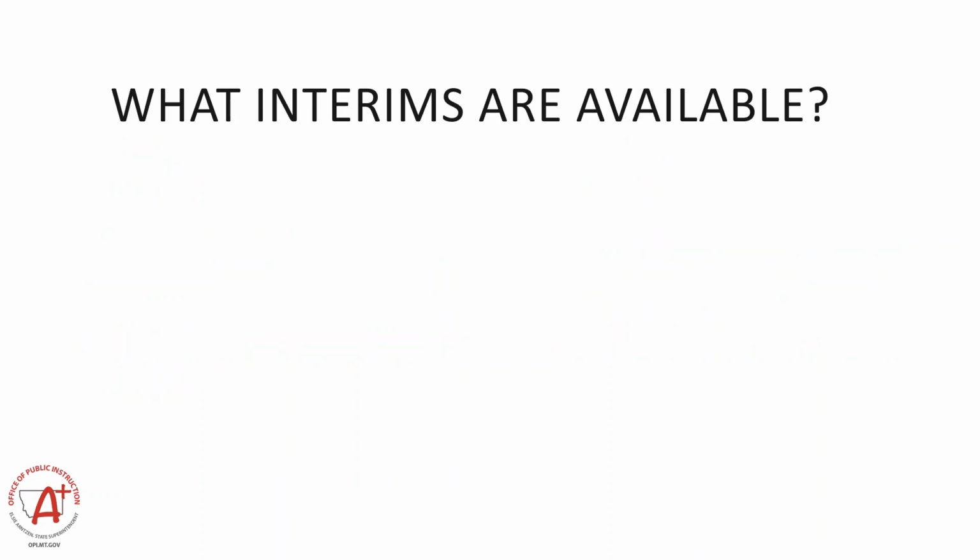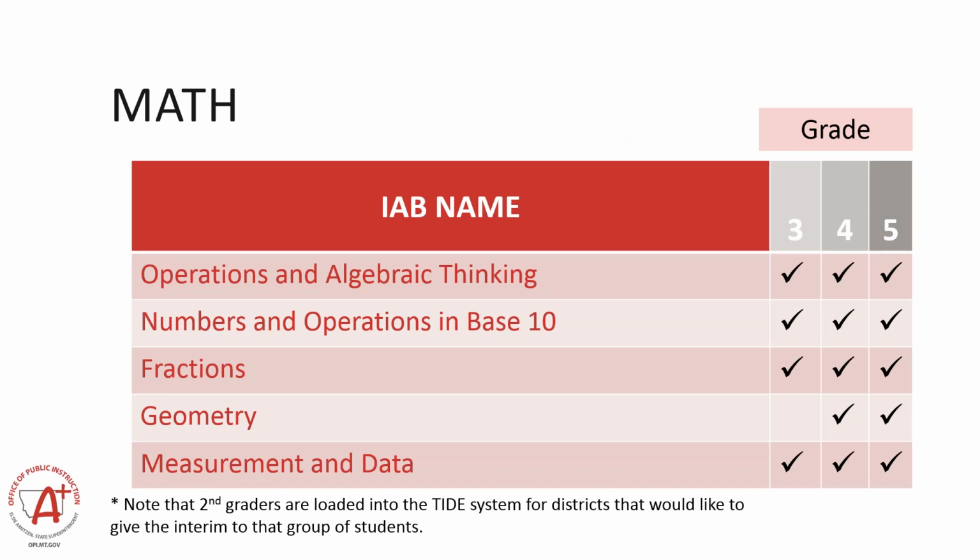So what interims are available? Let's just quickly go over for math. In grades 3, 4, and 5, you can see the blocks are organized in this way with operations and algebraic thinking, numbers and operations, fractions, geometry, measurement, and data. And one thing I already talked about, second graders are loaded into the TIDE system for districts that would like to give the interim to that group of students.